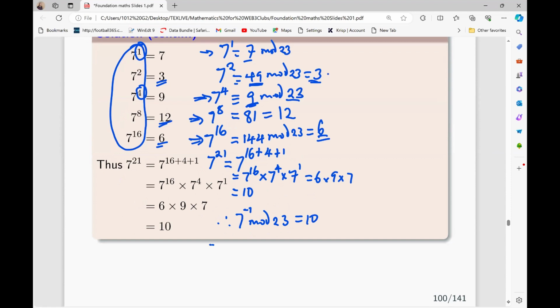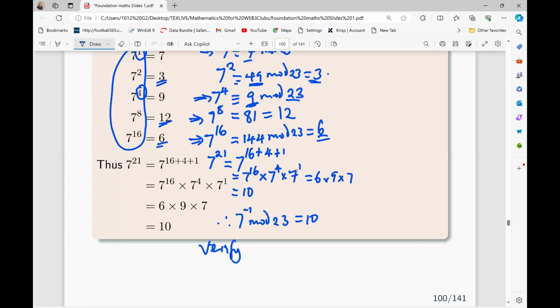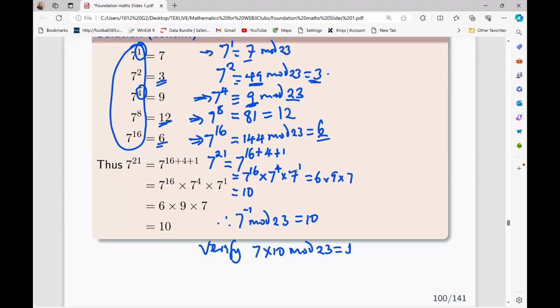You can verify this. How do you verify? You know how to verify. You can verify by multiplying 7 times 10 and then doing it mod 23 and seeing whether indeed it gives you 1. Because if it gives you 1, it means it is true that it's the inverse. Let's see. That would be 70 divided by 23. That is 3 times. Then what is the remainder? The remainder is 1. So we are correct. So you can always verify if you have the correct inverse.